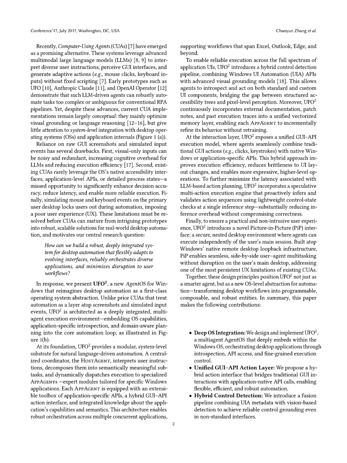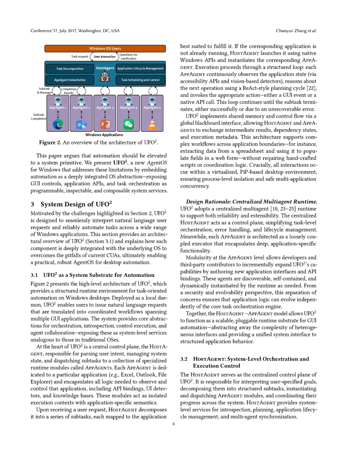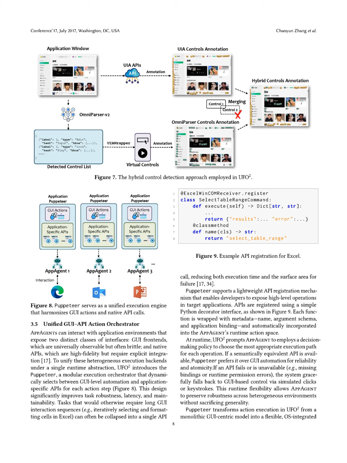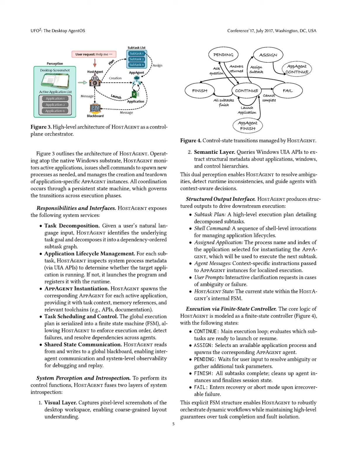UFO2 operates as a multi-agent AgentOS for Windows, transforming user instructions into automated actions through a structured methodology. First, the user issues a natural language request, which is interpreted by the central control plane, the HOSTAGENT. This agent decomposes the request into semantically meaningful subtasks and identifies the appropriate application for execution. Next, the HOSTAGENT instantiates a specialized APPAGENT tailored to the selected application, which continuously observes the application state using both Windows UI automation (UIA) APIs and visual grounding techniques.